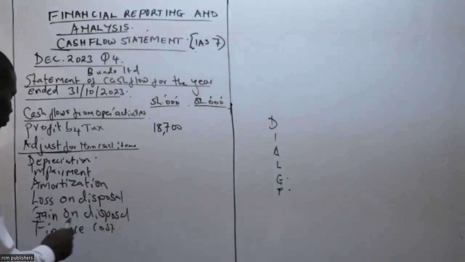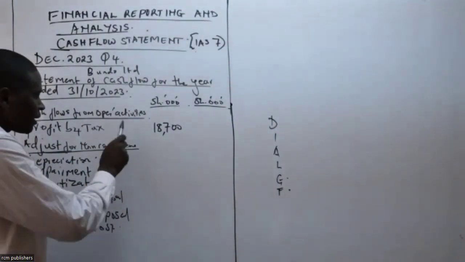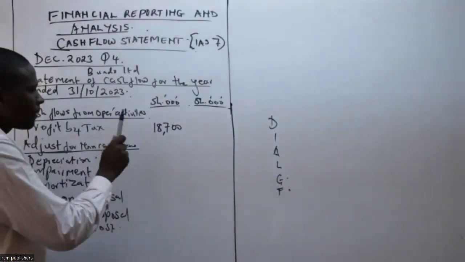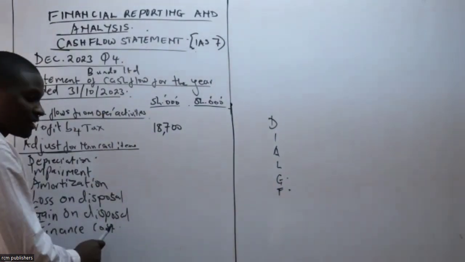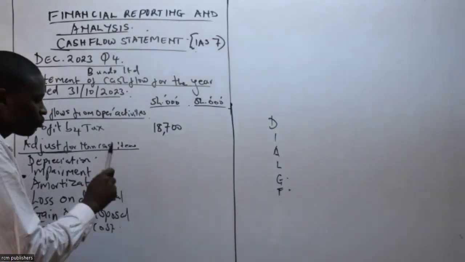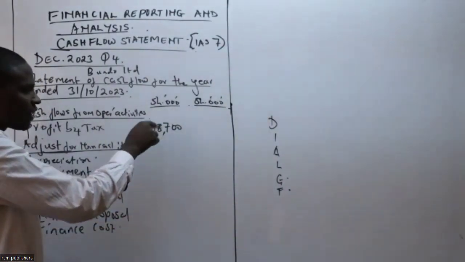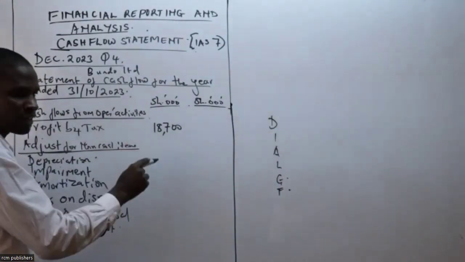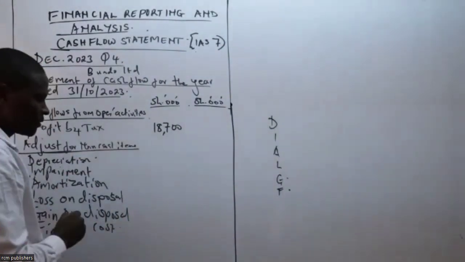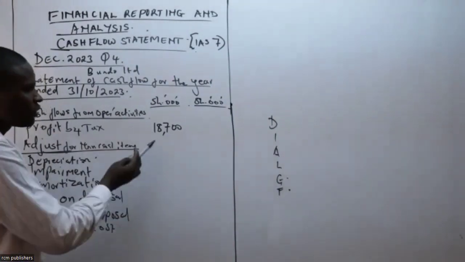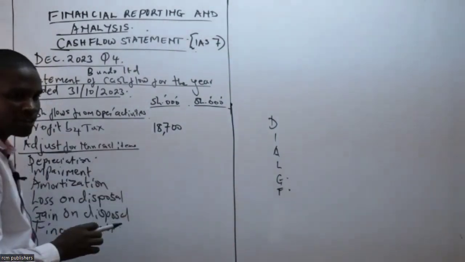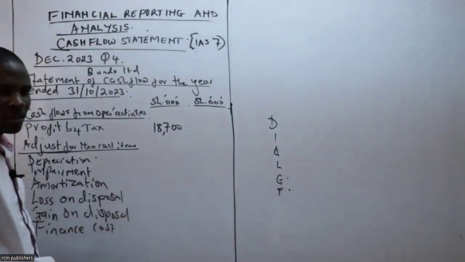Good. Now, can you check here? Above my profit before tax, I have finance cost. And what happened to the finance cost? Finance cost was subtracted for us to arrive at this profit before tax. How much is our finance cost? We want now to adjust these profits.